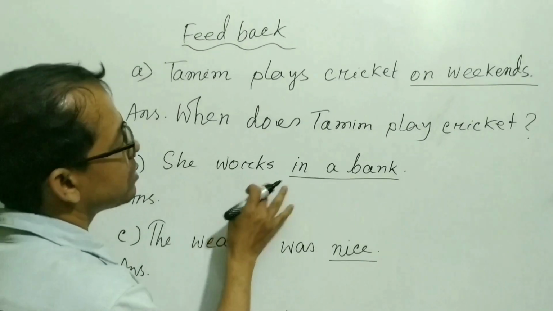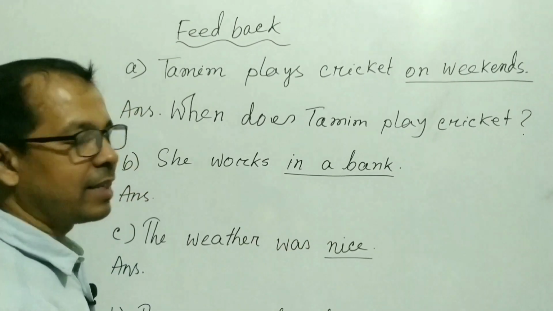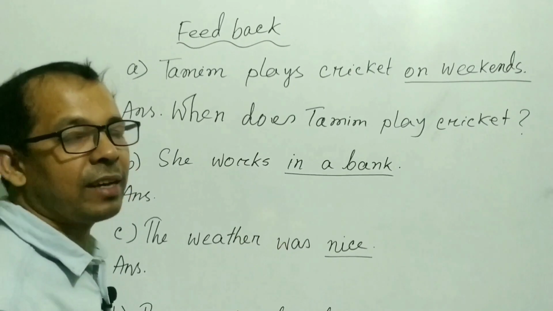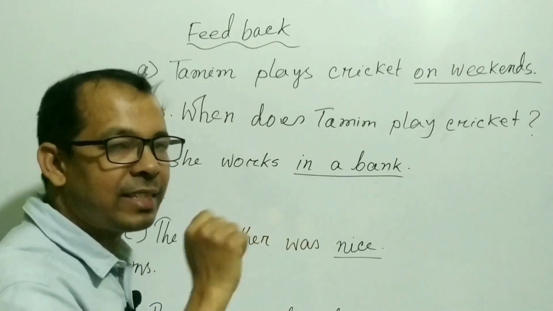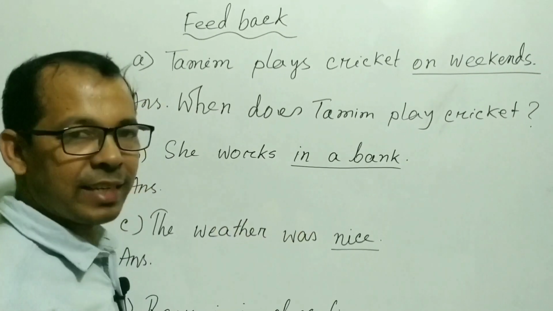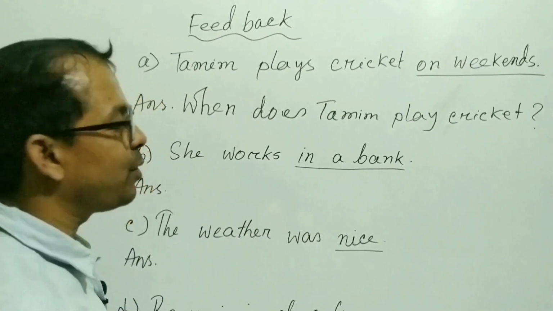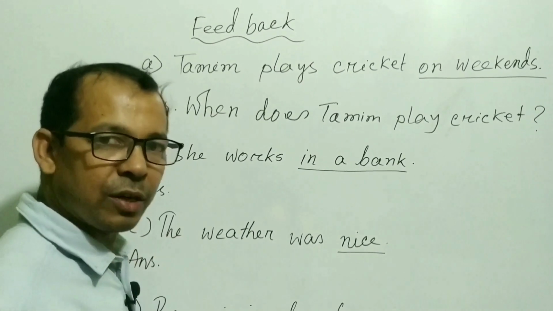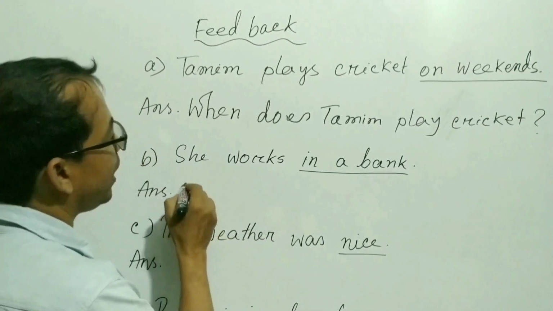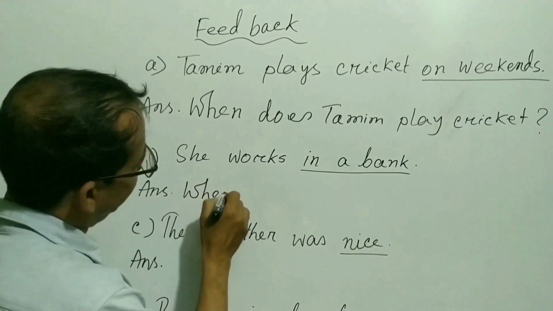She works in a bank. So here you can see, look at the underlined word. What does the underlined word indicate? The underlined word indicates a place. So which WH word will be used? Yes, where. So right here, where.